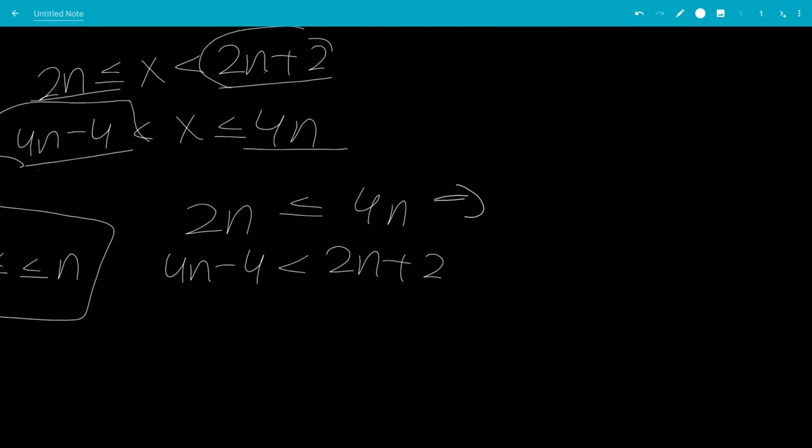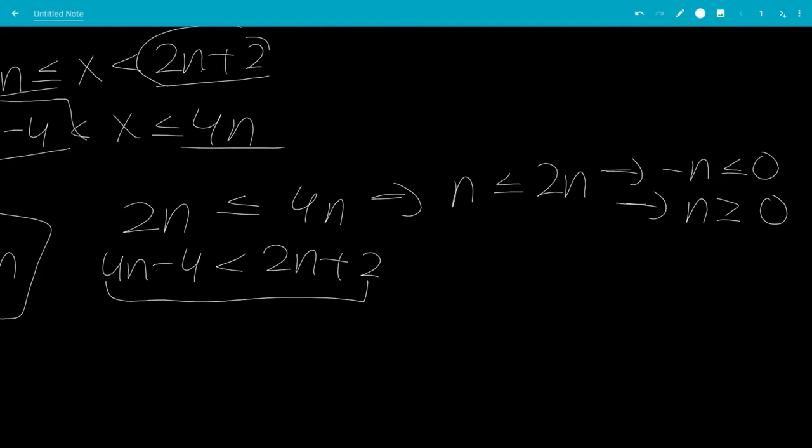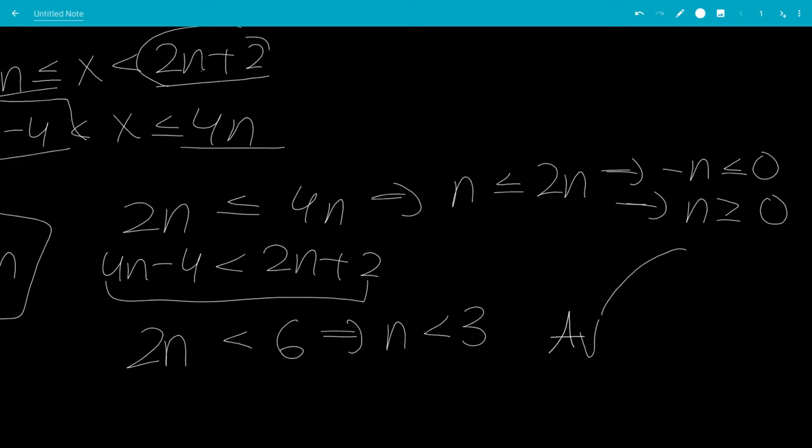So this implies that 2n is less than or equal to 4n. Subtracting 2n on both sides, you get that negative 2n is less than or equal to 0. Divide by negative 2, so n is greater than or equal to 0. For this one, let's subtract 2n and add 4, so 2 plus 4 is 6. So this would mean n is less than 3, and n is greater than or equal to 0.